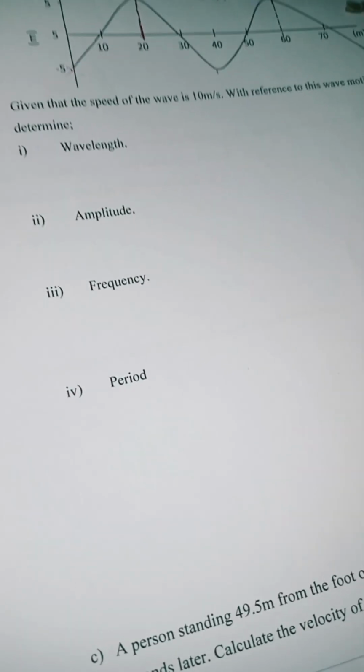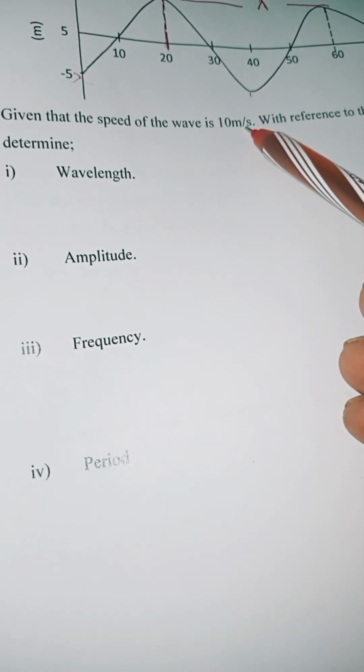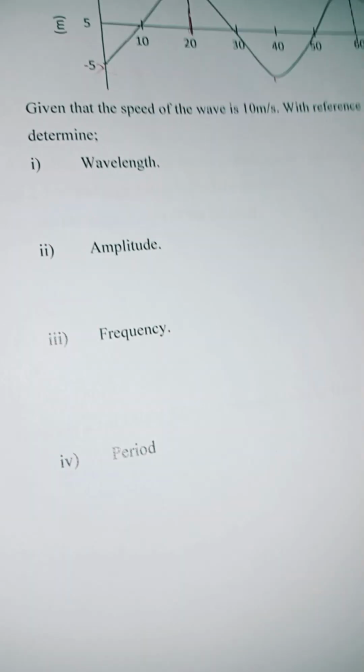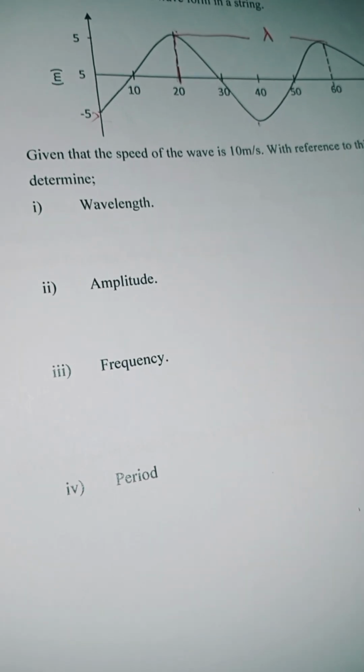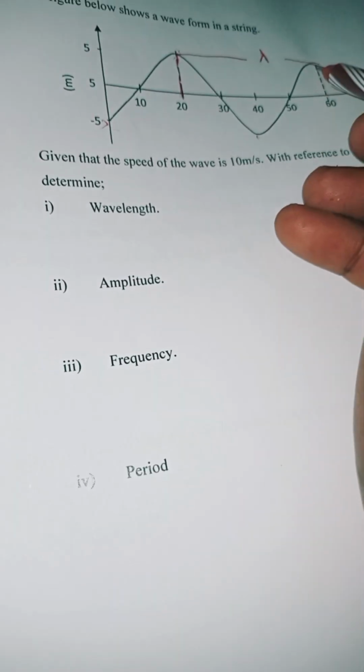So the first question they have asked you: given that the speed of the wave is 10 meters per second, with reference to this wave motion, determine the wavelength. The wavelength is always the distance between two successive crests or two successive troughs. And this one is a crest. So we shall come from here to here, and then we write the wavelength here too, which is lambda.